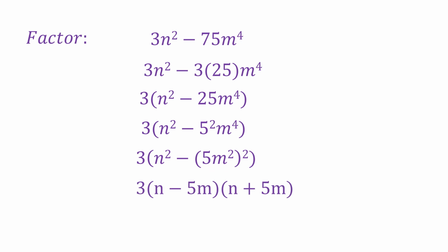So since it's a difference of two squares, we can factor it as n minus 5m and n plus 5m, and then you put a 3 outside. So this is the entire factored form of the given 3n squared minus 75m to the power 4.